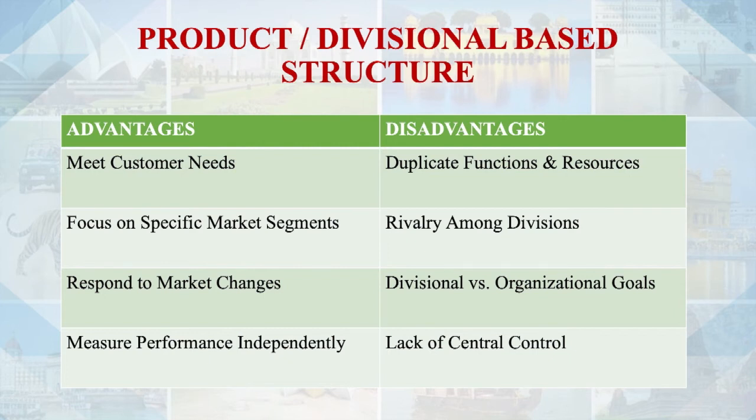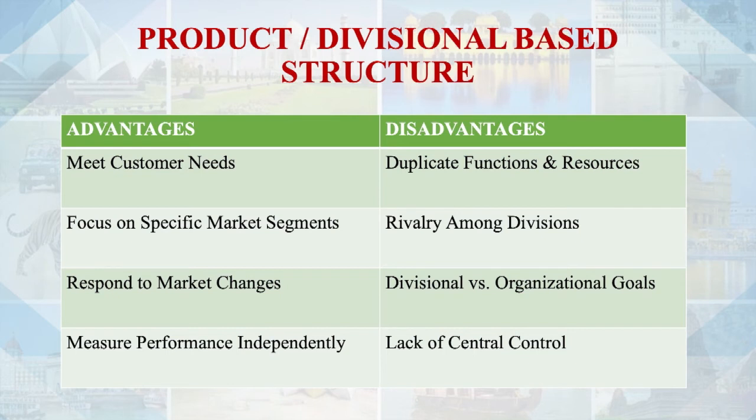The second advantage that this kind of structure provides is it focuses on specific market segments. So for example, as we saw in the previous slide, if you have a transportation division separately, it is exclusively looking for the needs of the tourist which are related to transportation. Similarly, if you look at the hotel, they are focusing on specific issues of that particular segment.